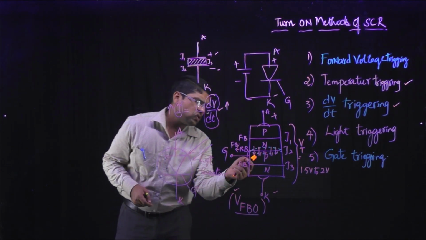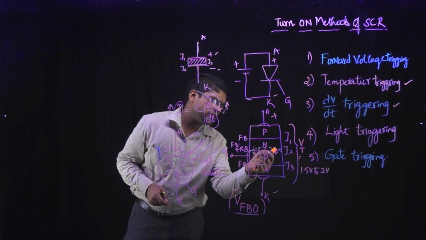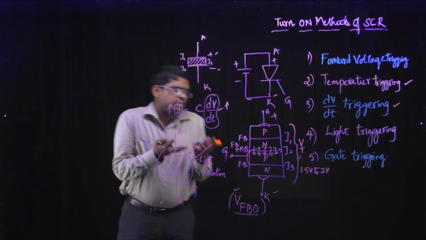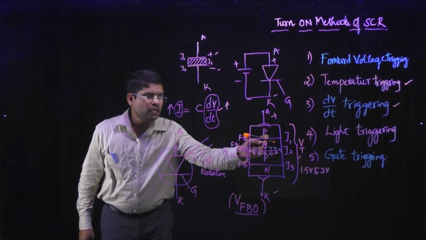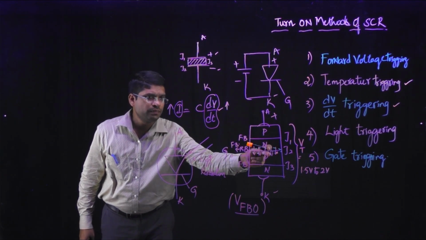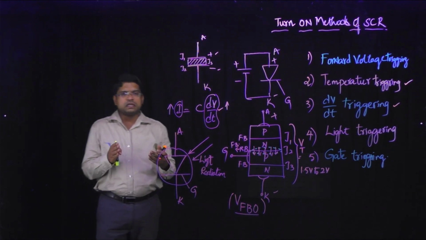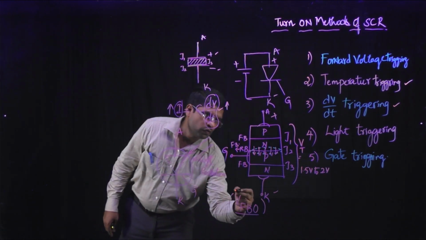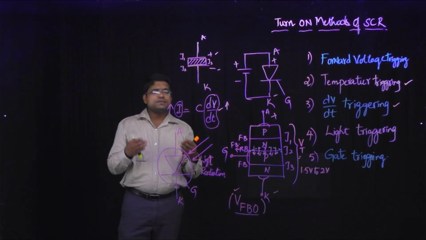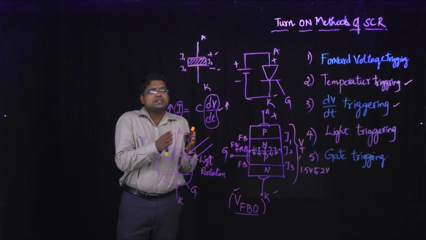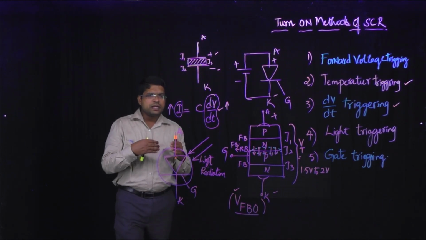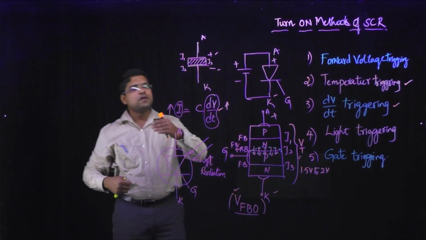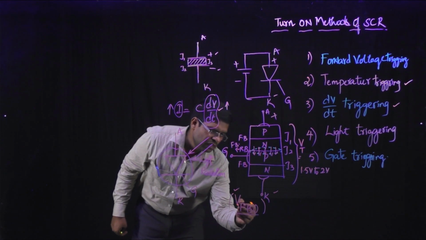So when electrons are injected to the junction J2, then the reverse leakage currents through the junction J2 will be increased, and hence the breakdown of junction J2 occurs even at a voltage lower than the forward breakover voltage. Then device will be triggered. That means device gets turned on. It happens at the voltage across the anode and cathode lower than the forward breakover voltage, called as VFBO.